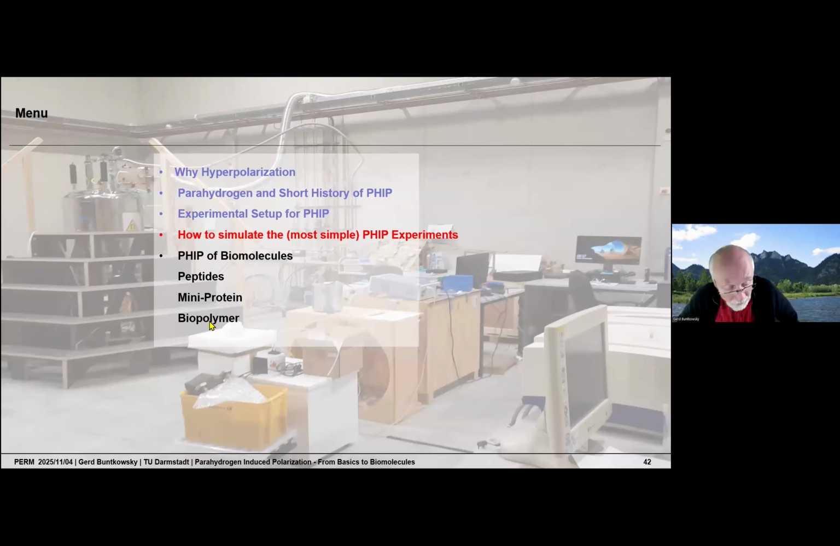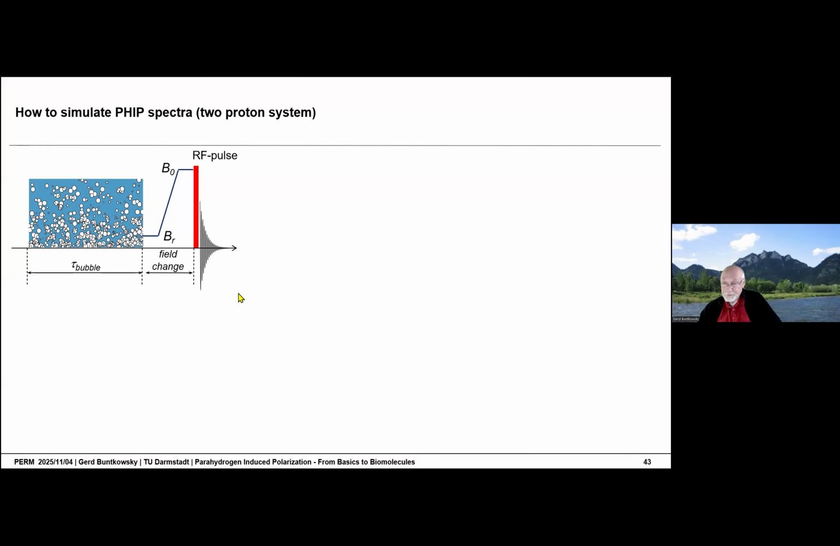Okay, now I will give you a very, very short tutorial on how you can do some very simple simulations of FIP experiments. And so what you have, of course, is three phases. The first phase is just a chemical reaction, where you're bubbling the parahydrogen into the reactant solution, for example. Then perhaps you have a field change. For example, when you are going from the Albertina experiment from outside the magnet to inside of the magnet, so BR is the reaction field, B0 is the field inside of the NMR magnet. And finally, you do an NMR detection, measure the signal, and calculate the spectrum.